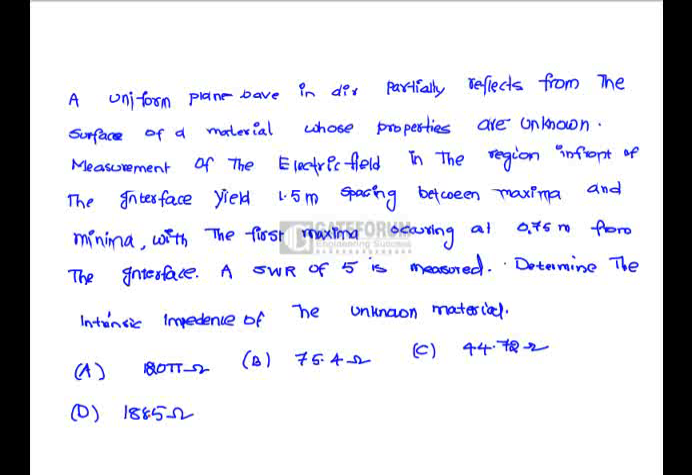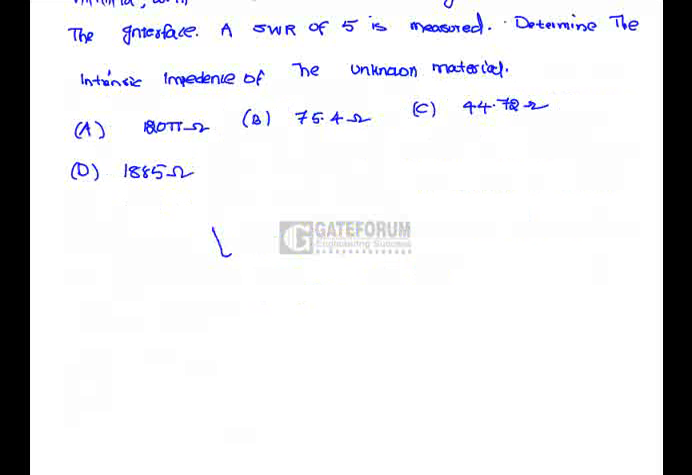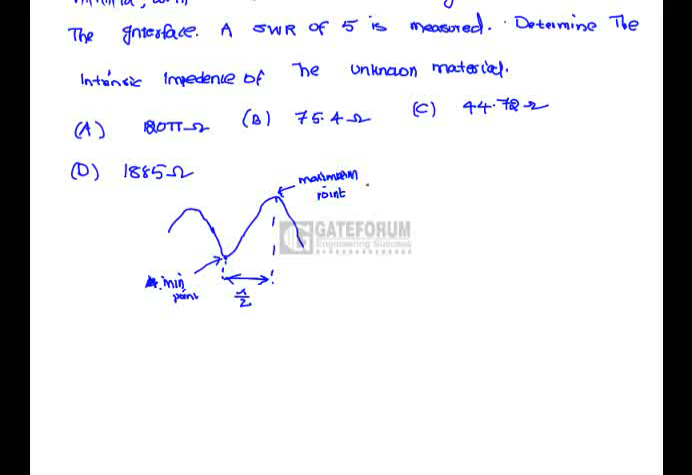Here, the spacing between the minimum and the maximum is, in general, suppose we consider the field is in this form. This is the minima, this is the maxima, and the distance is lambda by 2. Here this is the minimum point, whereas this is the maximum point, where the field has its magnitude maximum. Now lambda by 2 equals 1.5 meters. That means lambda equals 3 meters.